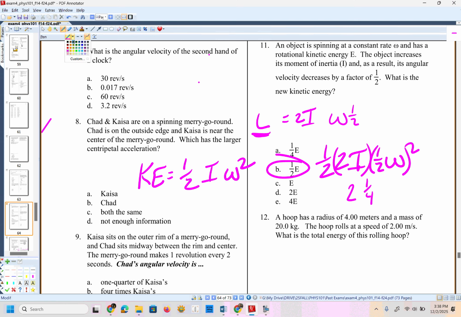Maybe it'll help if I do it in a different color. If I increase this by 2 and decrease this by 1/2, then whatever I do to the right-hand side, I also have to do to the left-hand side. So I have to have a factor of 2 over here, and a factor of 1/2 squared, which is a quarter. See, what I do to these two, I have to do to this as well. So 2 times a quarter is a 1/2.